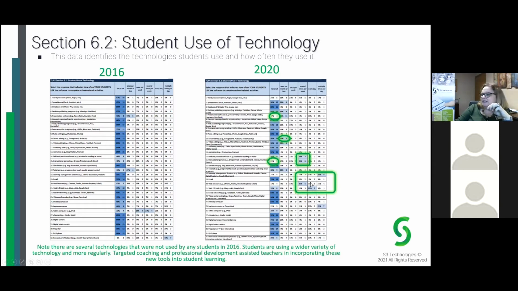So now you're definitely seeing, and a lot of this is Google Docs, Google Apps that you're seeing here. They're using the Chromebooks, and they are using some instructional games like Kahoot, things like that. So you're seeing an increase in that.